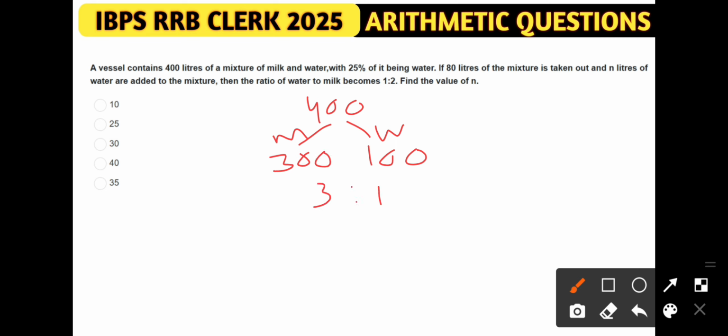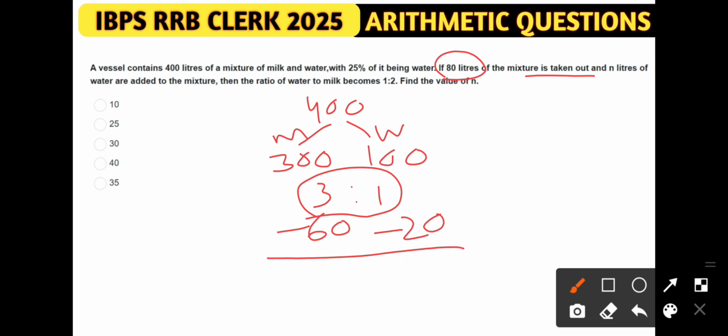If 80 liters of the mixture is taken out, it will be taken out in the ratio of 3:1. So 3:1 means total parts will be 4 parts. 4 parts value will be 80, so 1 part value will be 20. So 3 20s, which is 60, is removed from milk, and 1 part value, 20, is removed from water. So what we are left with is 300 minus 60, which is 240, and 100 minus 20, which is 80. And it is said that n liters of water are added to the mixture.